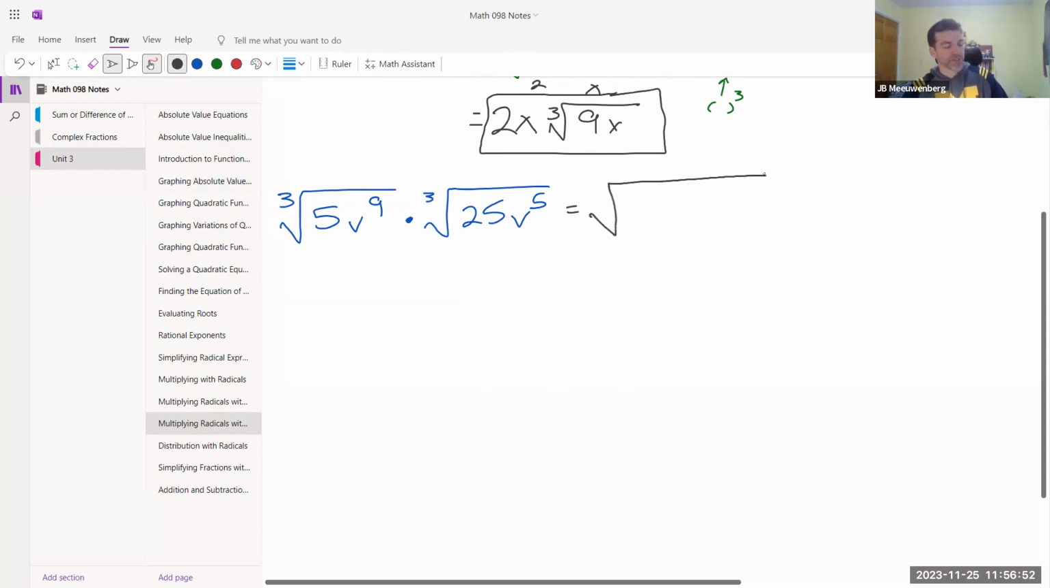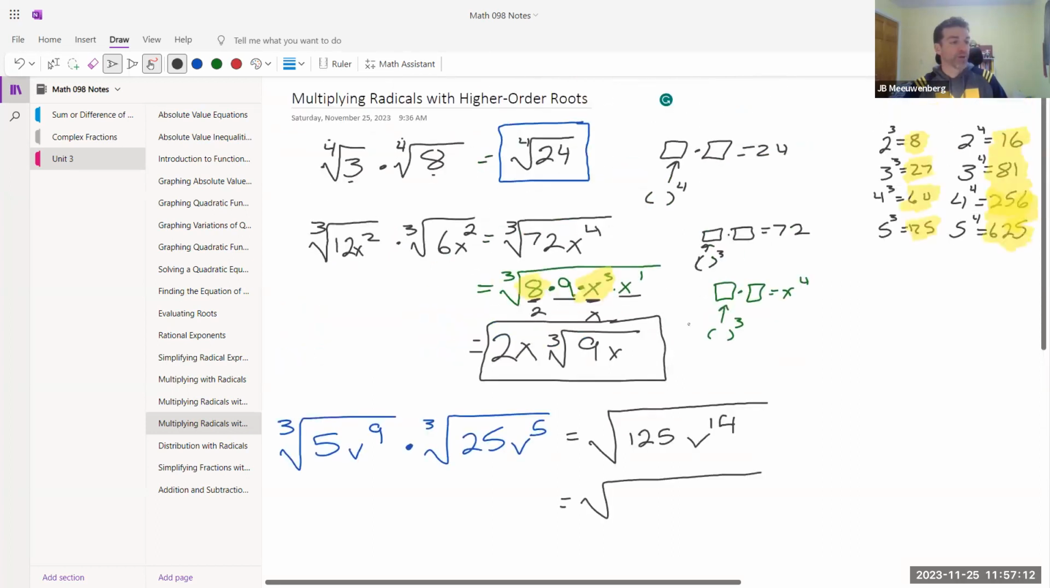So the first thing I'll do is just multiply everything together. 5 times 25 is 125. V to the 9th times V to the 5th is V to the 14th. I'm adding those exponents. Now we're going to try to separate these things, and we're going to look for our perfect cube numbers. This is our list right here. And lo and behold, look at that, there's 125 right there. 125 is a perfect cube. It's 5 times 5 times 5.